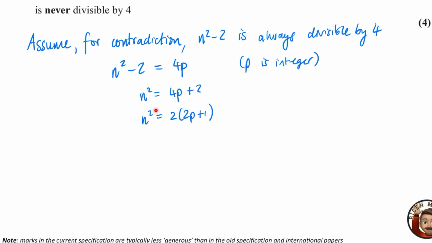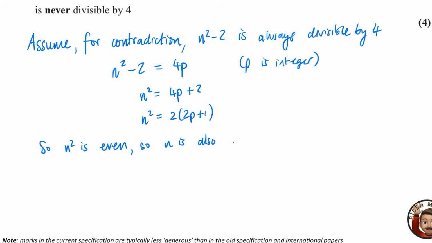Now this tells me something. This tells me that n squared must be an even number. I don't really know what this is going to do, but it's telling me that n squared is even. So let's follow some logic with this. So n squared is even, because obviously we have something being multiplied by 2. If you think about square numbers that are even, this tells us that n is also even.